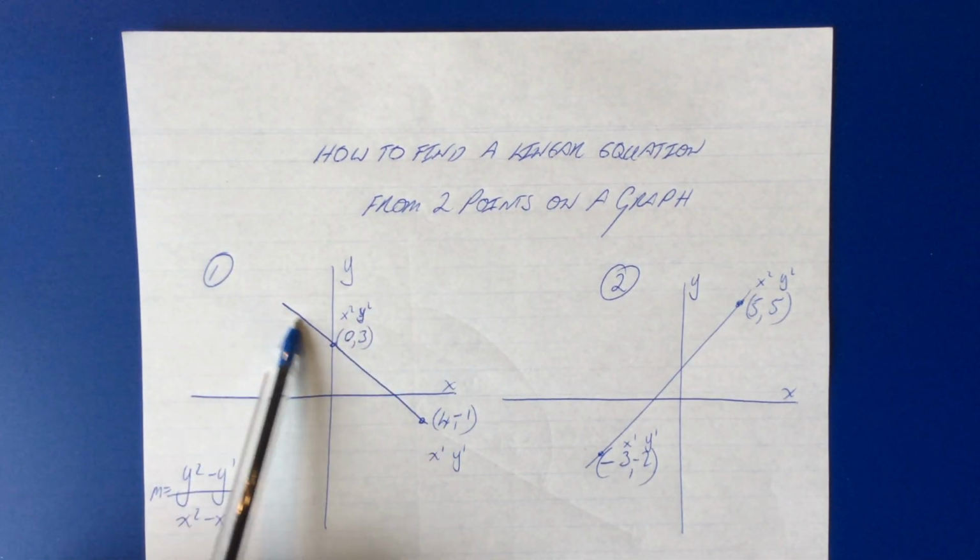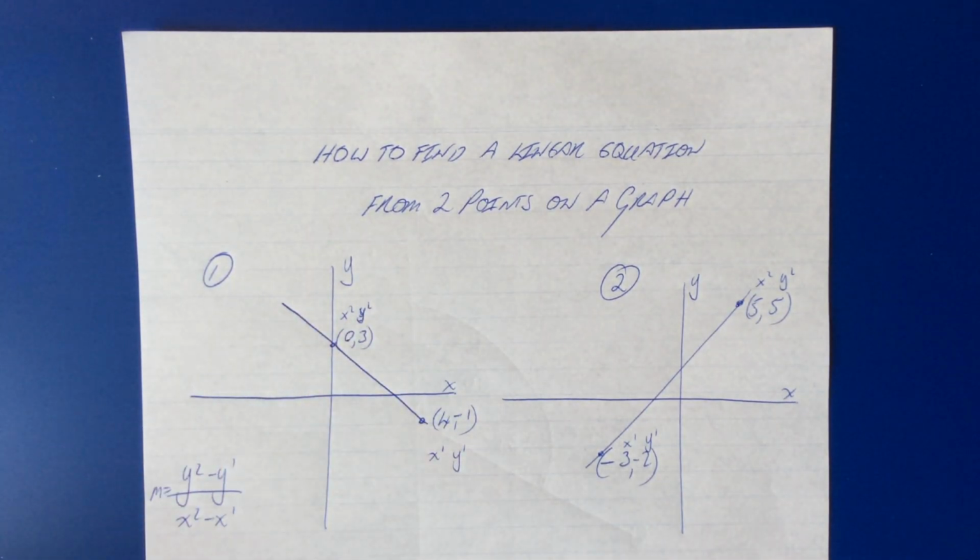And this is indeed a negative gradient. And as we already have the y-intercept, we simply need to put this number beside x, and we have our equation. And this can be tidied up to look like that. Y equals negative x plus 3. That is that. Nice and simple.